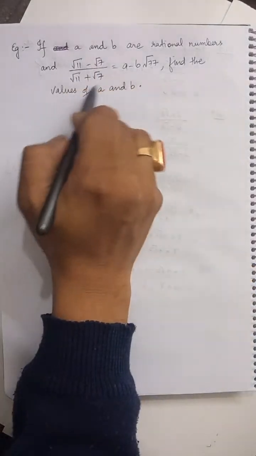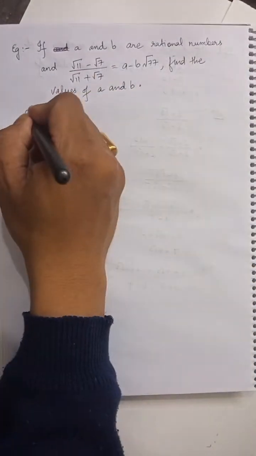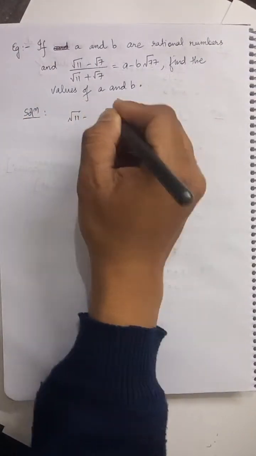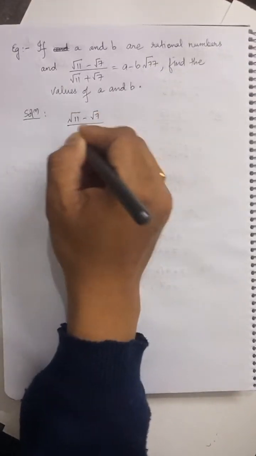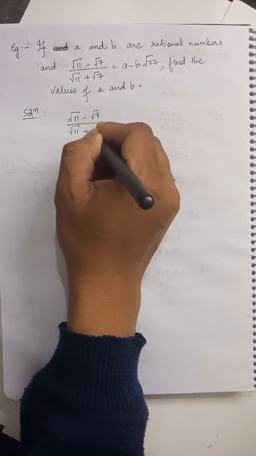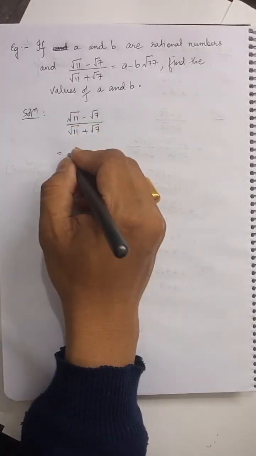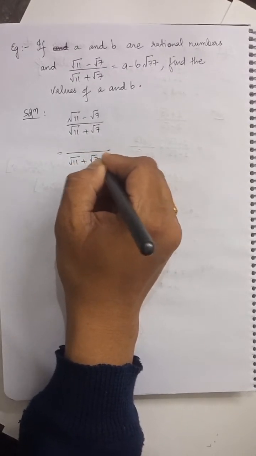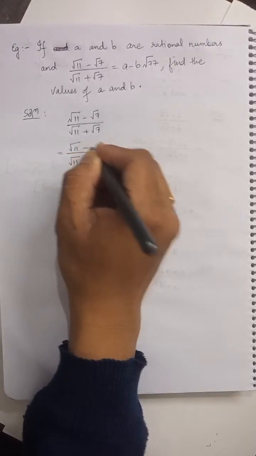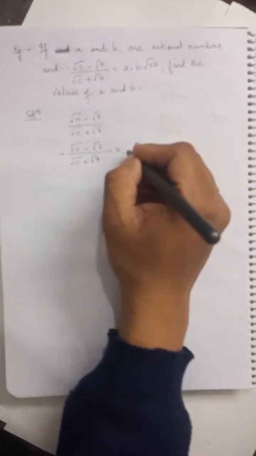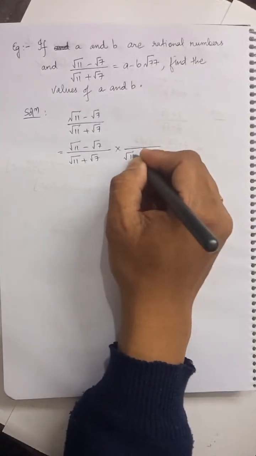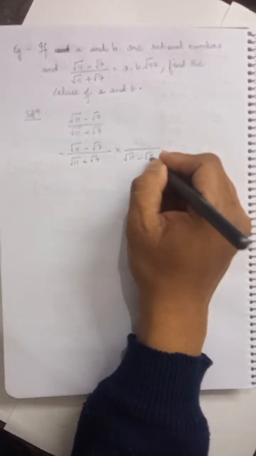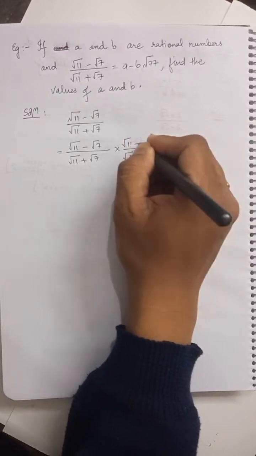So we'll start by rationalizing this part. Root over 11 minus root over 7, root over 11 plus root over 7. So in the denominator we have a positive sign, root over 11 plus root over 7. So we'll multiply it by what? Because we have the positive sign here, we are going to take root over 11 minus root over 7, and the same for the numerator.